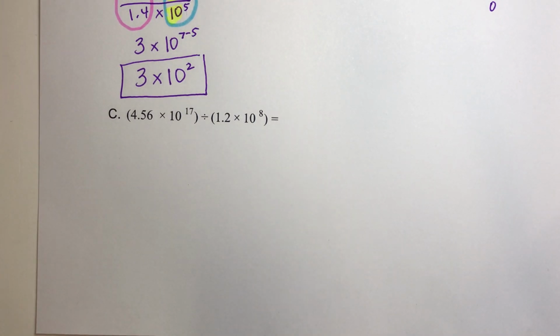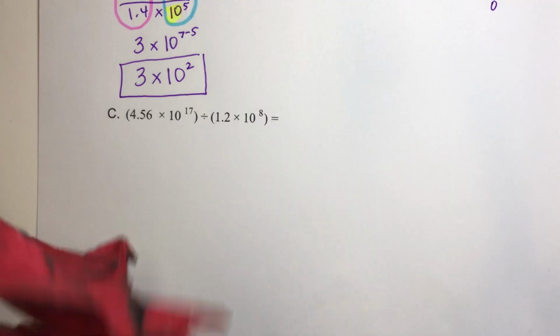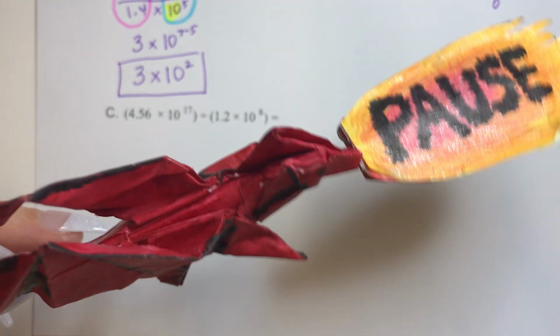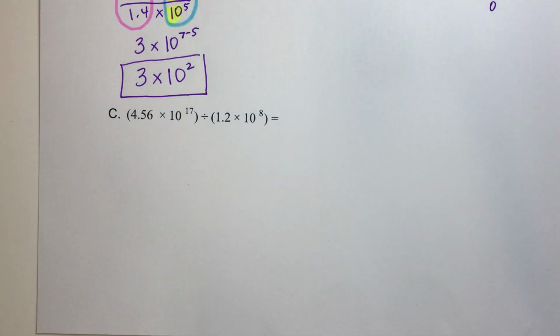Okay, so I want you to, here's my friend the pause dragon, remind you to pause your device, work out C. When you get done, press play and we'll talk about it together. All right, see you in a bit. All right, let's see how you did.